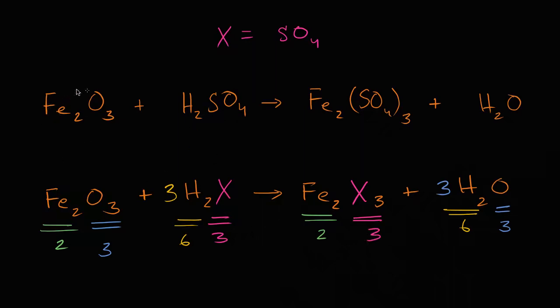We didn't change the coefficient on the ferric oxide. We did change the coefficient on the sulfuric acid. We say for every molecule of ferric oxide, we have 3 molecules of sulfuric acid. They're going to yield, for every 1 molecule of ferric oxide and 3 molecules of sulfuric acid, the products are going to be 1 molecule of ferric sulfate and 3 molecules of water. And we are done.